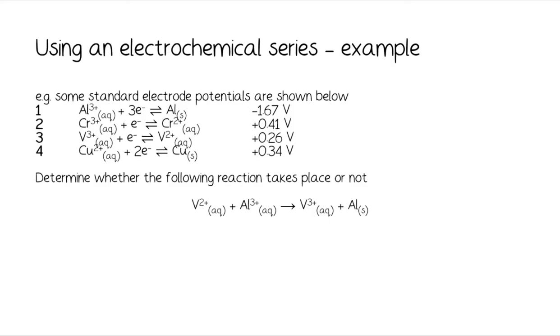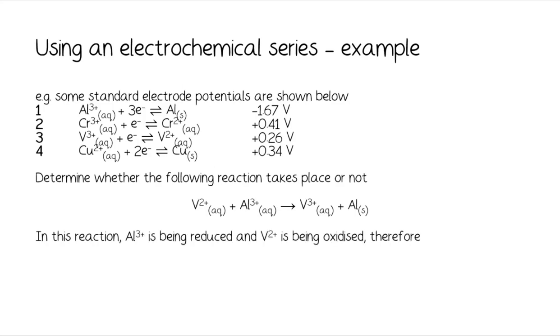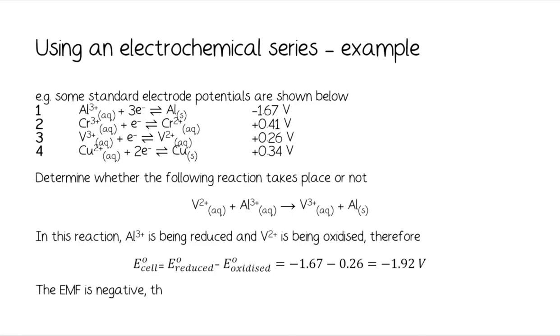We're not looking at what's more negative here, we're using what they tell us. So in this scenario, Al3+ is being reduced and the V2+ is oxidized, because if you see, the Al3+ has become Al solid. It's gained 3 electrons. And this is being oxidized as well, because it's gone from V2+ to V3+. Therefore, E cell equals E reduced minus oxidized, so we stick the numbers in using the table, and it gives us minus 1.92 volts. Since the EMF is negative, this reaction does not take place.